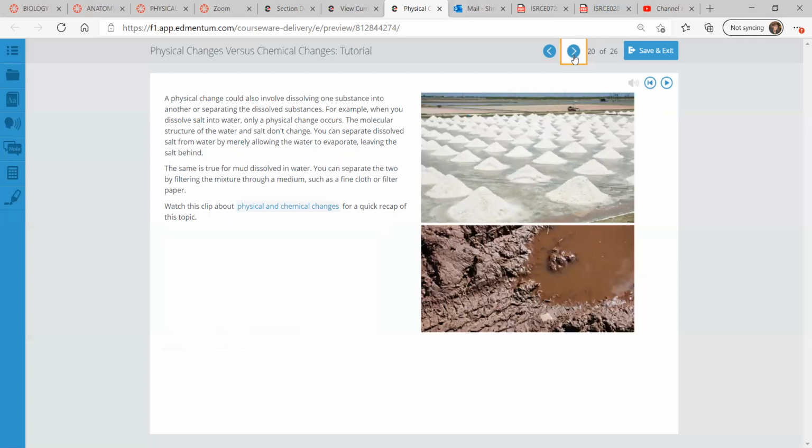The same is true for mud dissolved in water. You can separate the two by filtering the mixture through a medium, such as a fine cloth or filter paper. Now watch this clip about physical and chemical changes for a quick recap of this topic.